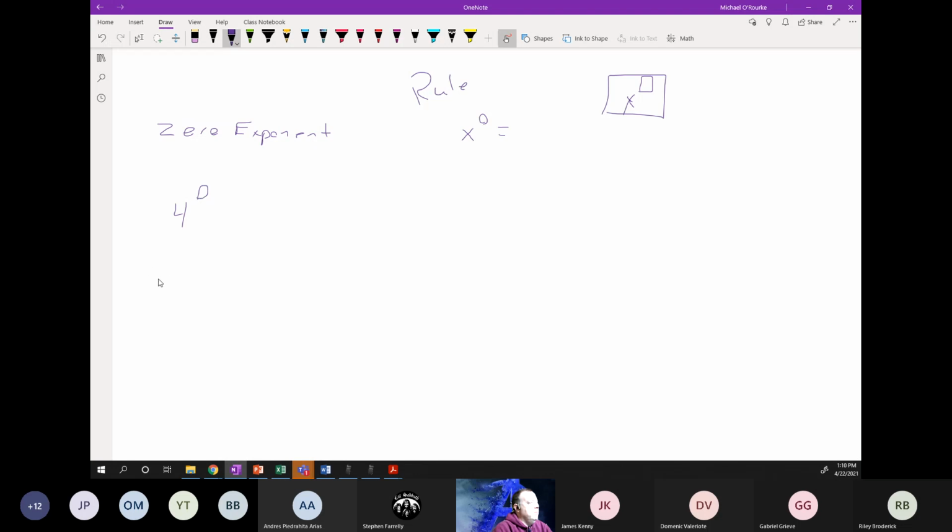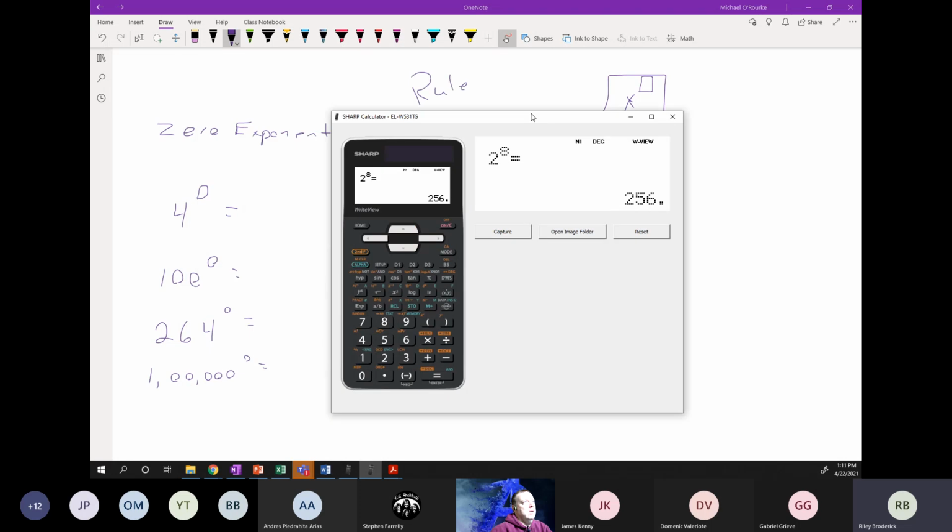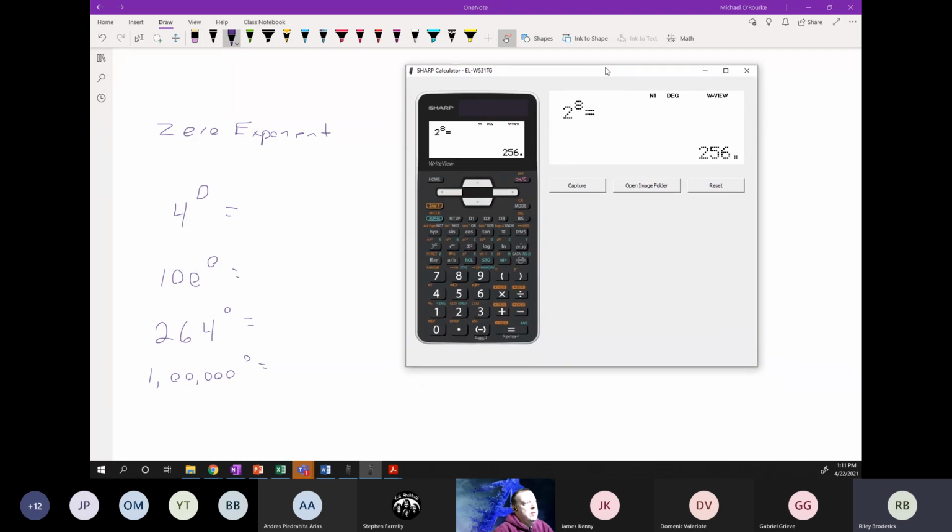4 to the power of 0, 100 to the power of 0, 264 to the power of 0, and 1 million to the power of 0. Okay? I want you to figure out what that equals. Don't they all just equal 1, basically? Did you try it? Yeah. Did anyone else get the same answer?